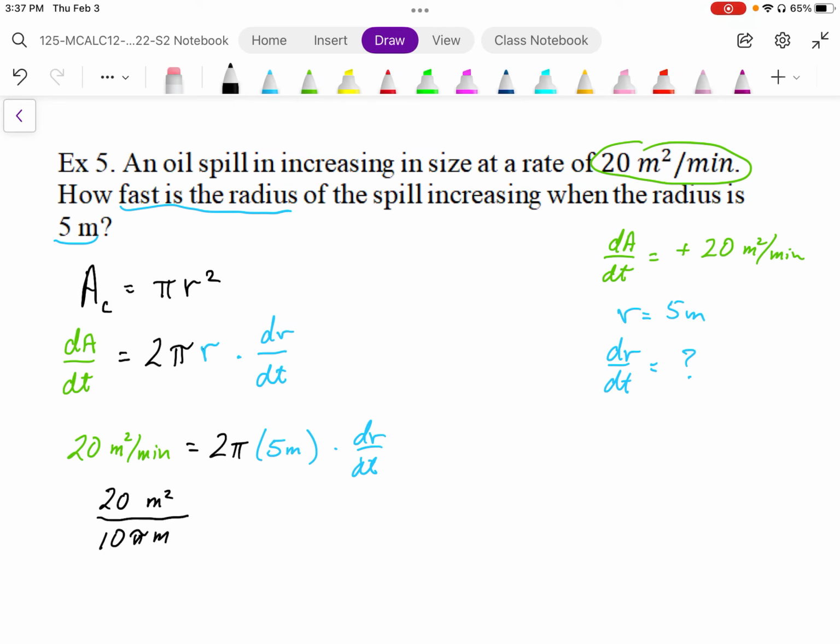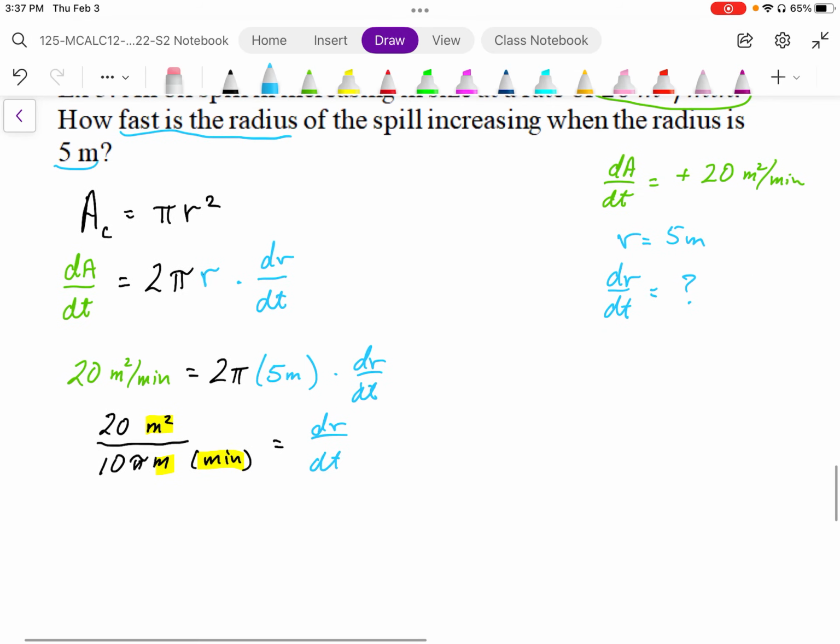So the meters cancel out, and then we have the minutes in the denominator. Again, I'm keeping track of the units. You don't necessarily have to do this, but keeping the units together, I then just simplify the numerical parts, and that'll give me dr/dt. And the units do work out. Notice that the units work out to be meters per minute, which is right for the radius rate.